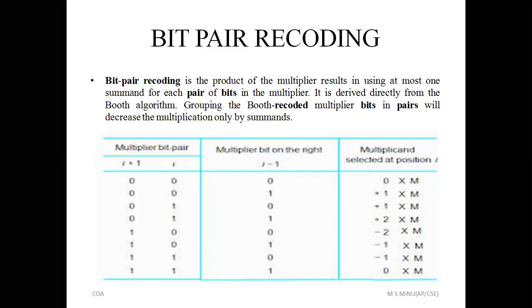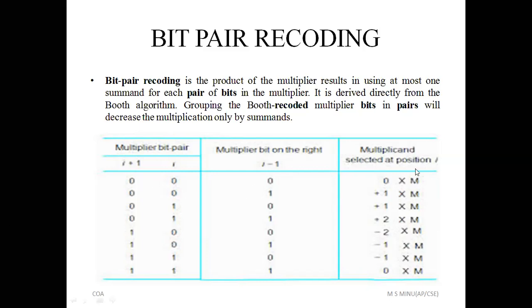In this technique, it guarantees that the maximum number of summands that must be added is n by 2 for n-bit operands. So what does this mean? If we are going for 6 bits, we are reducing it to n by 2, that is 6 by 2, so 3 summands. This is the same as the Booth algorithm, but only one more step gets added. So let us see the rules of bit pair recoding. In the Booth algorithm, we have seen only 2 bits, right? Here you are going to see 3.